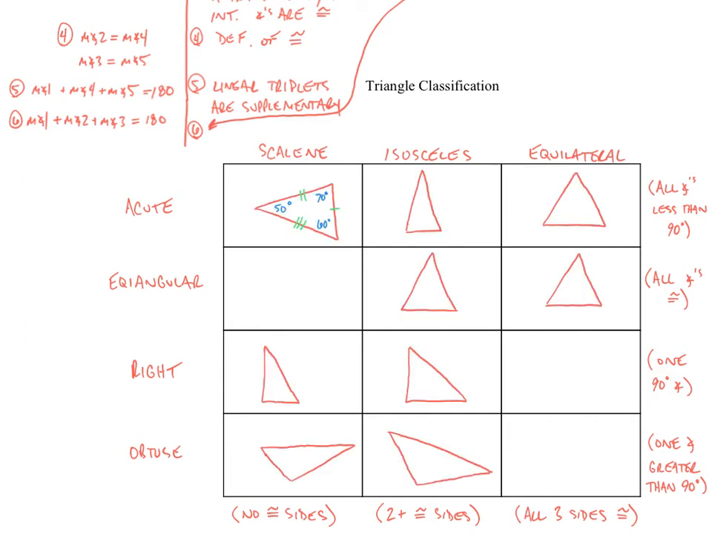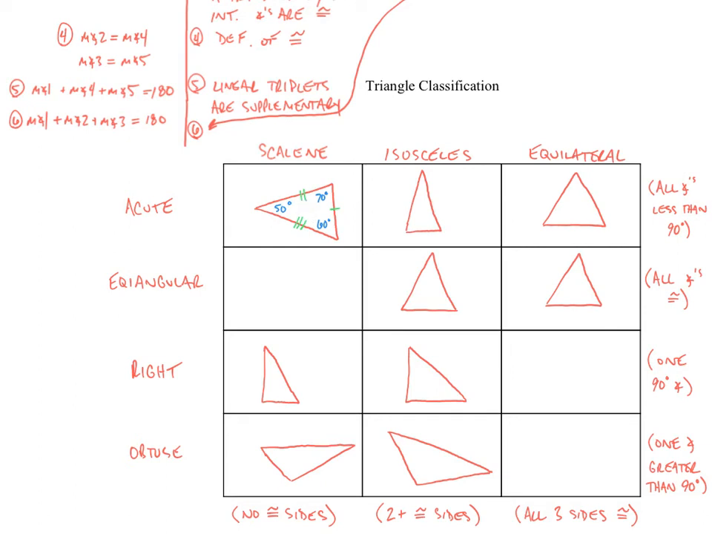Okay, so the first triangle that I want to talk about is this acute scalene triangle, where all the angles have to be less than 90 degrees, and also all the sides have to be of different lengths. That's what we're seeing here, right? We have a 50-degree angle, a 60-degree angle, a 70-degree angle. If you add these together, you will get 180 degrees, but you'll notice none of the angles have the same measure, and all of these sides have been marked to indicate that they wouldn't have the same measure.